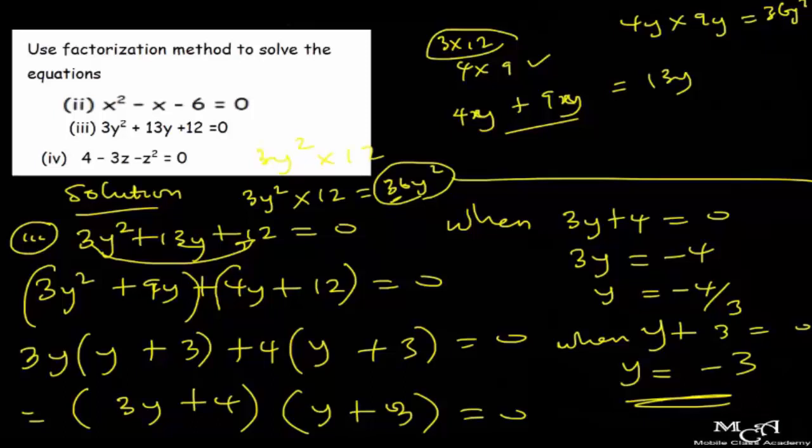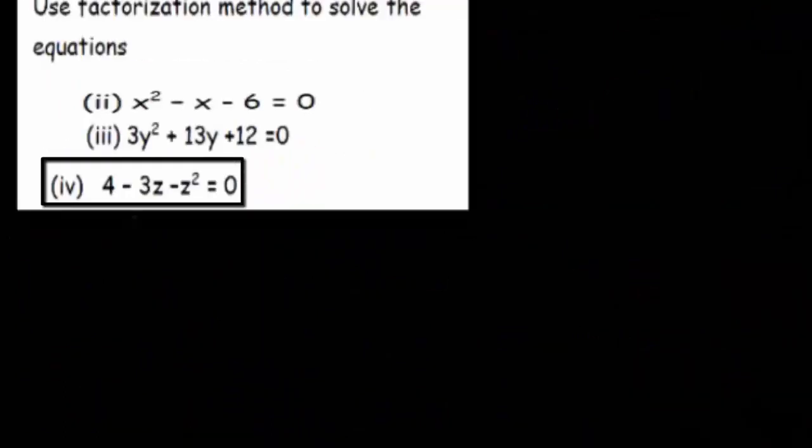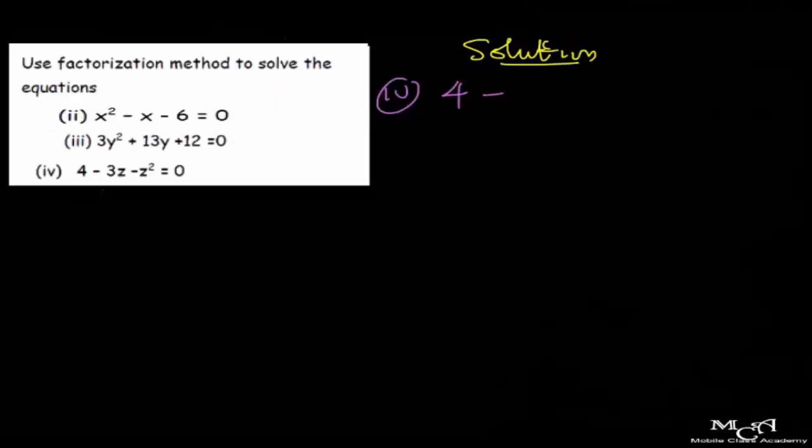So let us see the last question, which is on the board. 4 minus 3z minus z squared equal to 0. So let us see how we can solve this. Solution: we have 4 minus 3z minus z squared equal to 0. The same way I've been doing the other ones, I'll still do this one that same way. My 4 will multiply minus z squared, and I'll have minus 4z squared. And then I'll look for the factors of minus 4z squared.